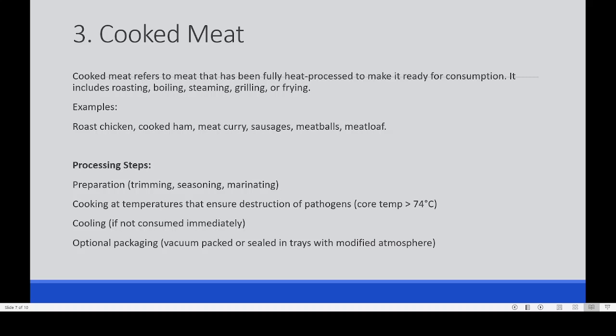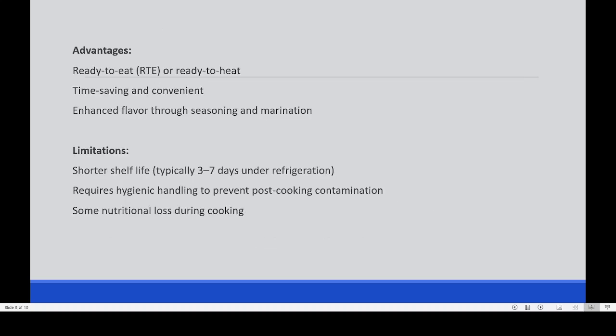So if you cook some item up to a temperature of 74 degrees centigrade, most of the time the bacteria present in it may be dead. Then it has to be cooled. Then optional packaging, vacuum packed or sealed in a tray with a modified atmosphere. That is, all the air will be removed by using vacuum packing. That way the food may not be damaged or spoiled.